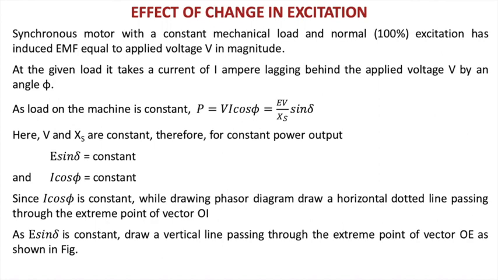Similarly, for the other equation, P is equal to EV by XS sin del, your input voltage is constant, and the reactance of the given machine will also be constant. Therefore, the variable term is E sin del, and when you change the excitation, your sin del will change. So the variable quantities are your current and power factor, but the product of the two has to be constant. Similarly, E sin del will be constant, the product of the induced EMF and sin del, but when the induced EMF changes, the delta angle, that is the power angle, will change.